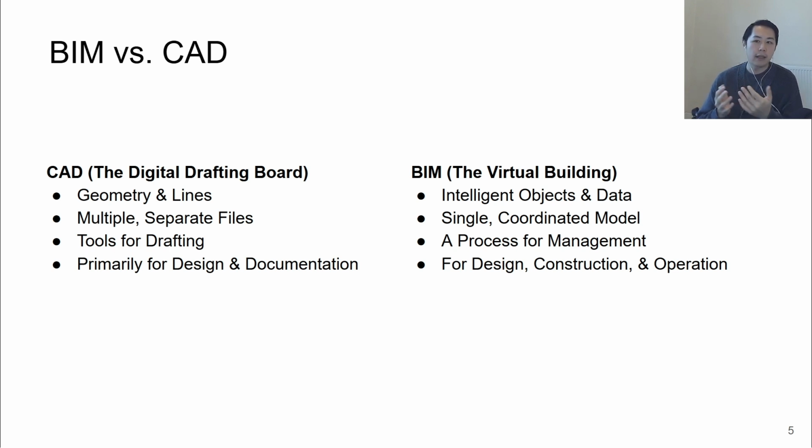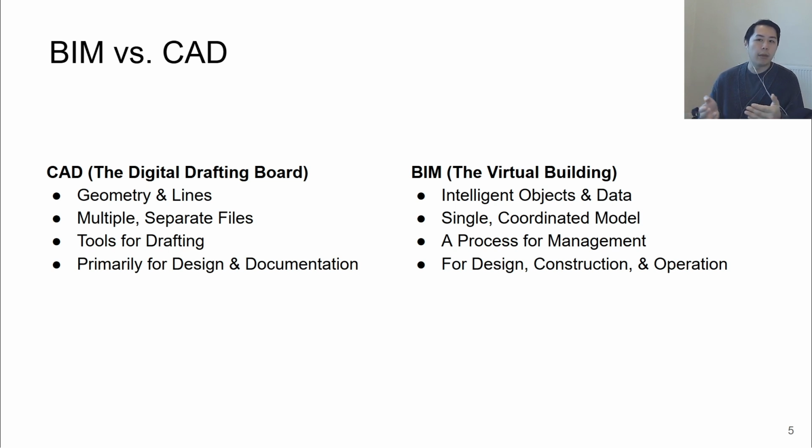So let's start with CAD, or computer aided design. CAD is essentially a digital drafting board. And it's a brilliant way to create precise drawings where every line, every circle is just that, a line or a circle. They are independent, dumb geometries. If I want to create a plan view or an elevation view, I have to draw them separately. And if I change the design in one view, I have to manually update all the others. It's a collection of separate but linked documents.